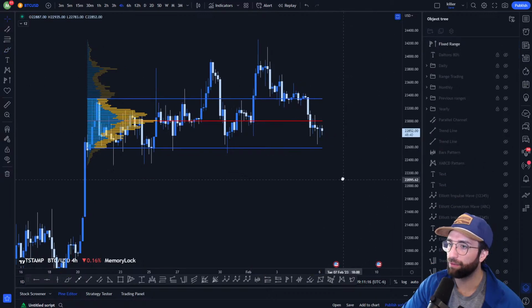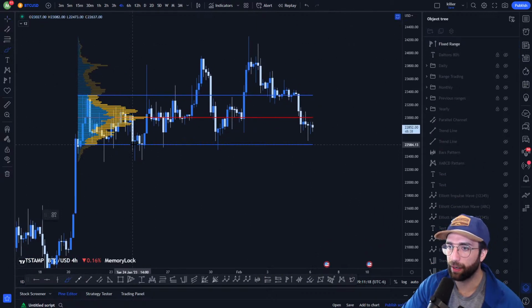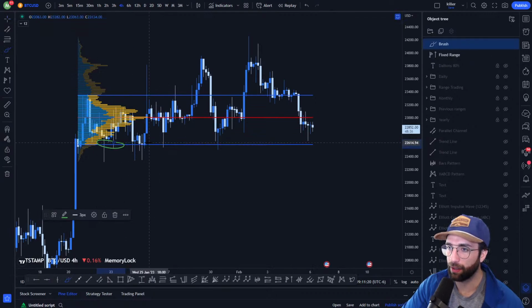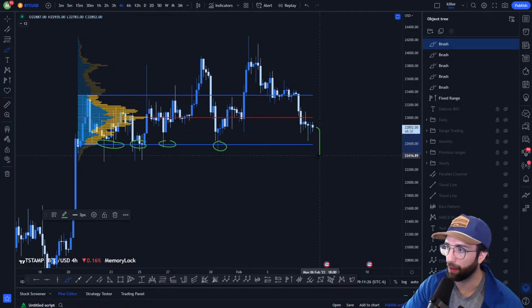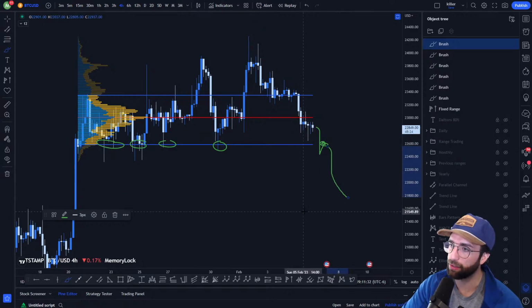And the same can be said for the value area low. We can see that the value area low has acted as support here, here, here, and here. It's a pretty key area of support, right? So if price were to come down like this, we would expect the value area to hold as support. And if it doesn't and it's lost, we would expect price to continue downwards.